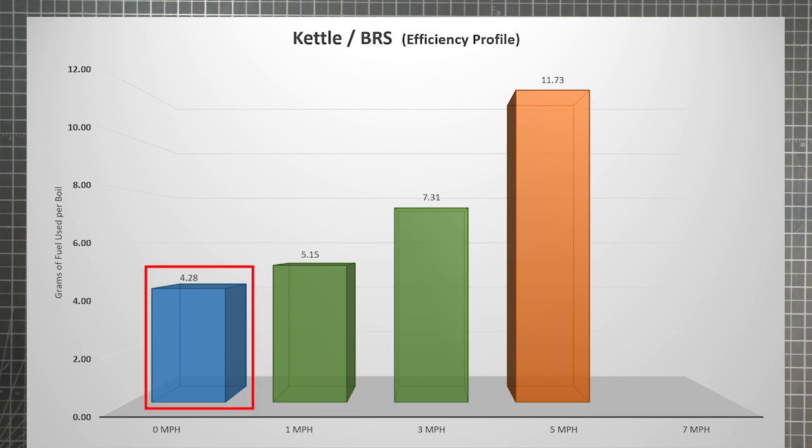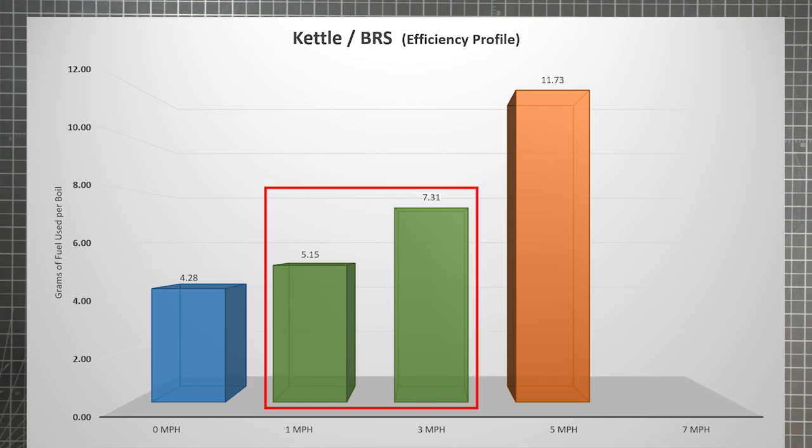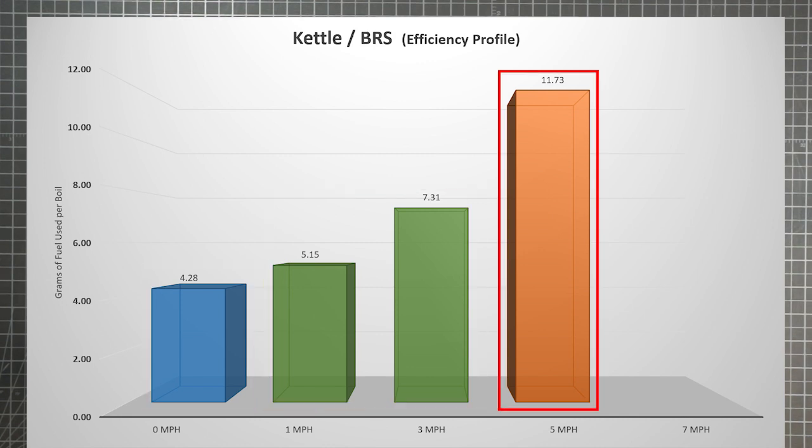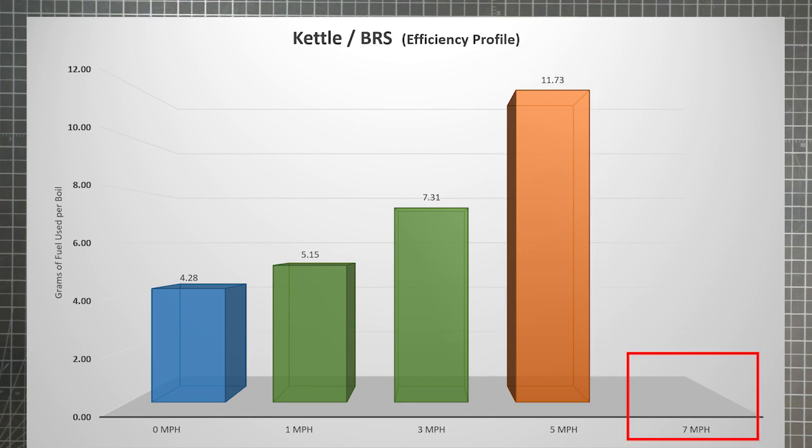On a still day, low is the most frugal. As soon as there's any movement, turn up to medium. And when the breeze is strong, use high. And even with a strong flame, a setup like this just won't make it to 7 miles per hour.